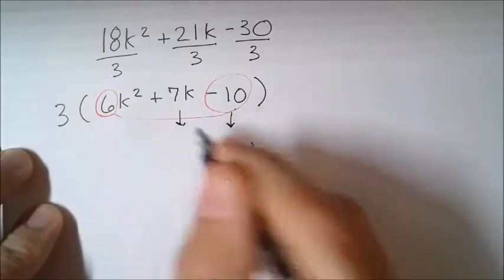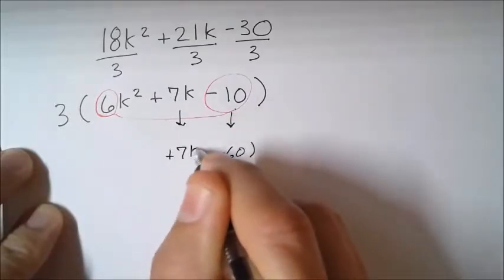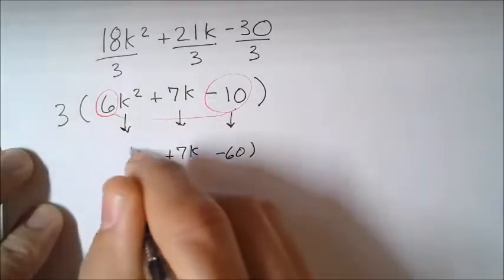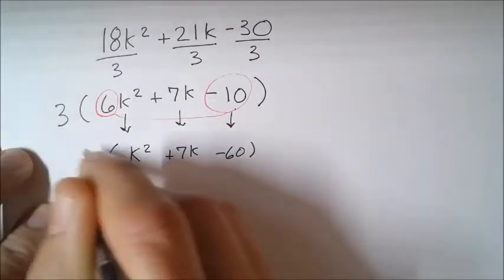I'm going to bring down my 7k. I'm going to bring down my k squared. And I'm going to bring down my 3.